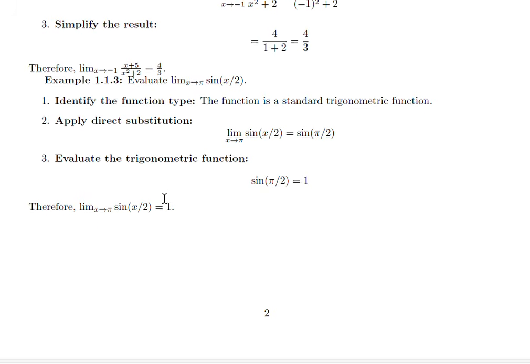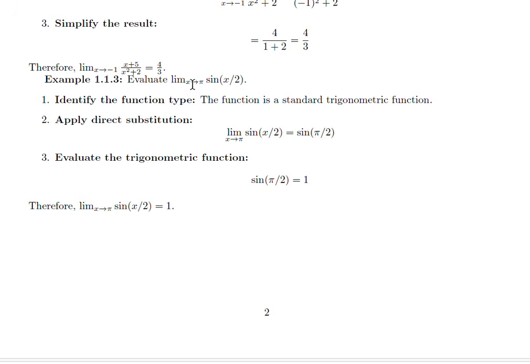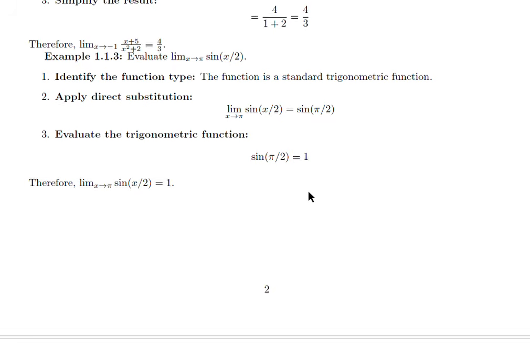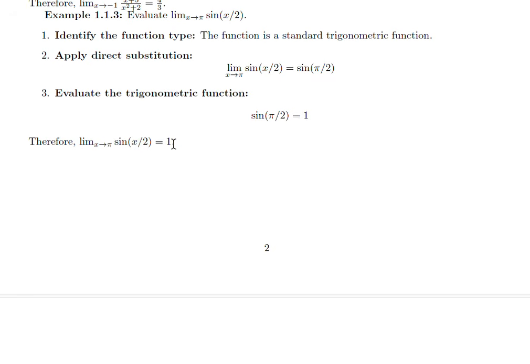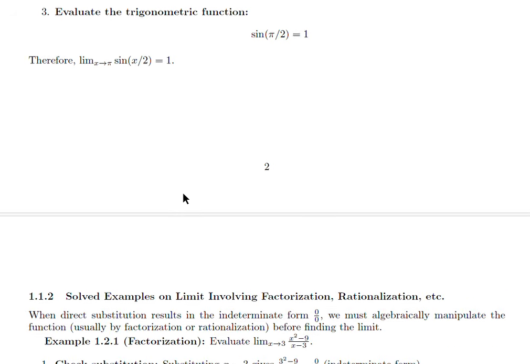Same thing in this next example, we have the limit as x tends to pi for the function sine of x/2. This is a trigonometric function because of the sine function that we have here, and if you go by direct substitution, that is plugging in pi everywhere we have x in the function, we have a real valued result as well, which is 1, and so we're saying that as x approaches pi, sine x/2 will approach 1.